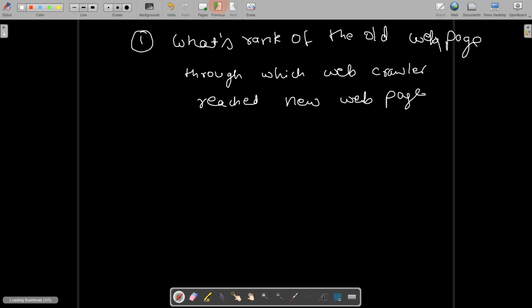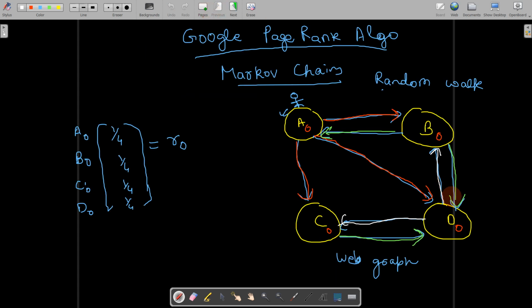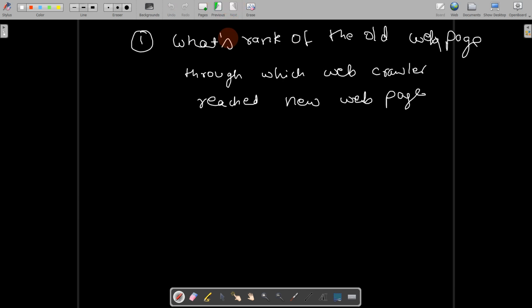So suppose you are visiting B, you can visit B from D. So if your D is a very highly ranked page, then definitely your rank of B would increase, right? So if you are connected to a very popular page, then the neighbors of that page would also be of higher rank.